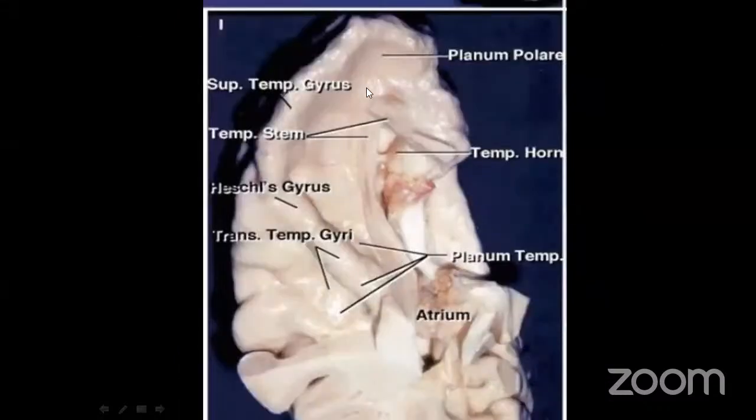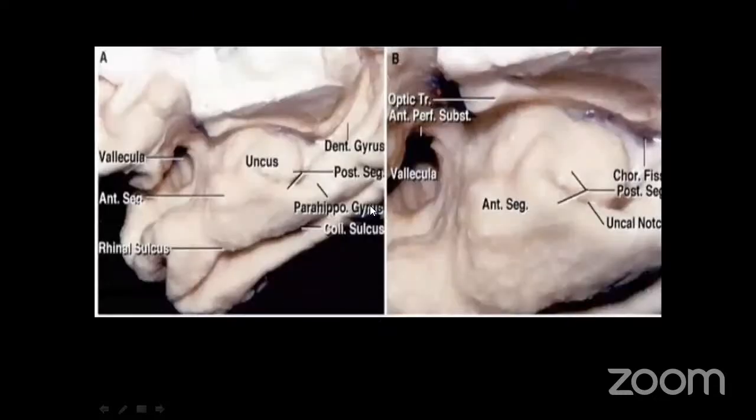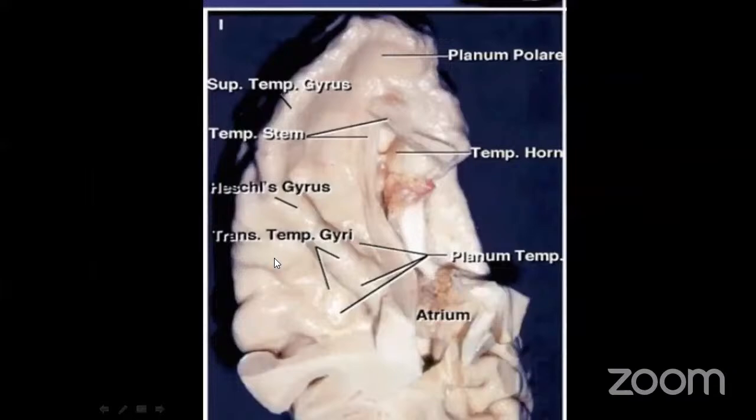So this is the medial surface of the temporal lobe, the superior and the medial surface. Anteriorly, we have got a smooth portion that is known as the planum polare. Posteriorly, we have got a rough portion with the various gyri. The most anterior transverse temporal gyrus is known as Heschl's gyrus, which is the primary auditory area. I already described this region, while posteriorly we have got the other transverse temporal gyri.